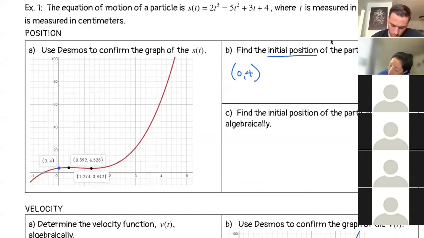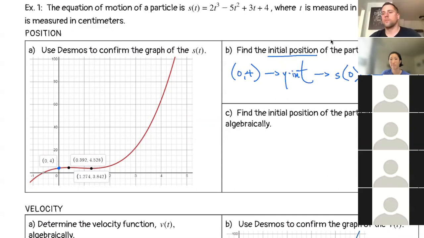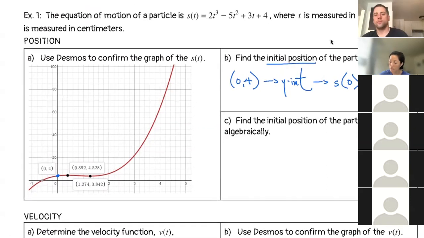All right. Another way of saying that is we looked for the y-intercept, right? But we could also say s of 0 equals 4. So all three of those would say initial position of the particle. Okay, and the key thing here is that initial time.